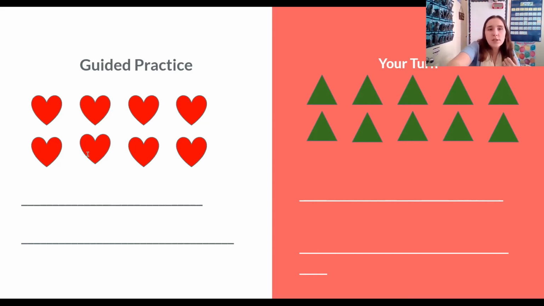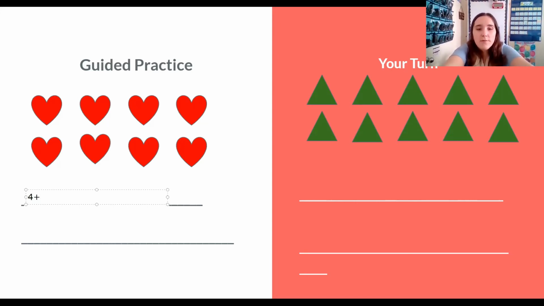Okay, so let's try it out. Let's do the rows first. How many rows are there? There are 2 rows of hearts, 1 row, 2 rows. How many hearts are in each row? 1, 2, 3, 4. So guess what? My number sentence is going to be 4 plus 4 equals 8. There are 4 hearts in this row plus the 4 hearts in this row, which equals 8 hearts in all.